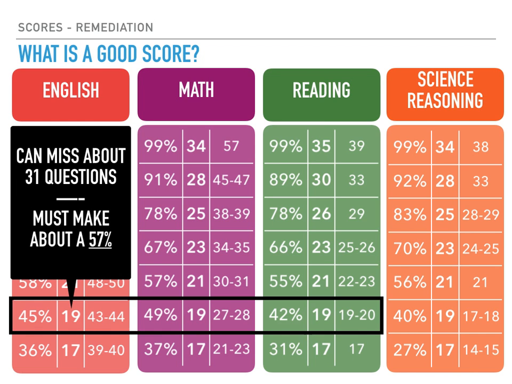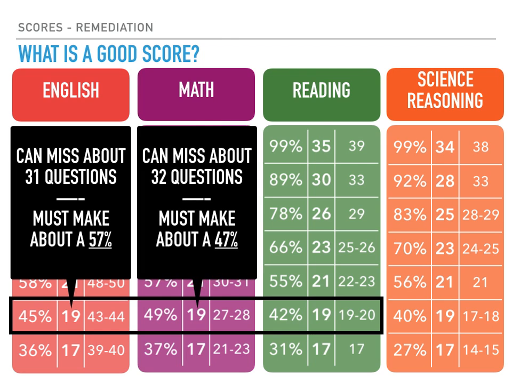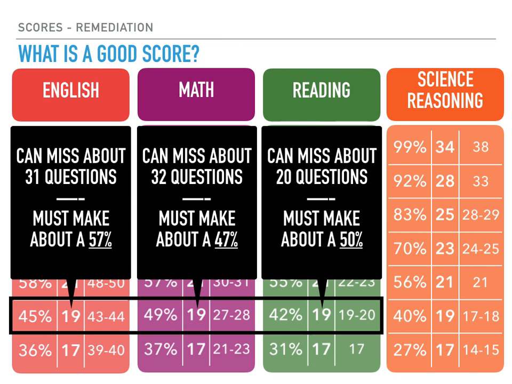Well, you can miss 31 questions, which means that you only have to make a 57% on English. On math, you only have to make a 47%. On reading, it's right at 50%. So that magic 19 number is not terribly hard to get to as long as the students are clear on what it takes to get there, which is really only knowing about half of your stuff.